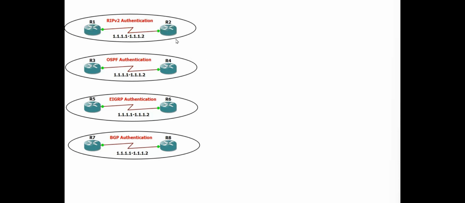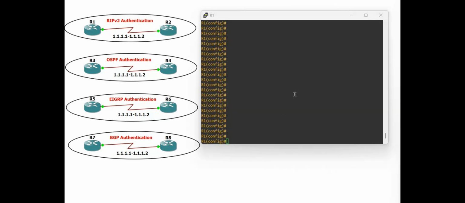The Fast Ethernet is connected. There's no space, so I have not written the IP address, but it's a 10 dot network and 20 dot network for all these routers. The IP addresses are already configured just to save your time. Starting from router 1, first we configure RIP.